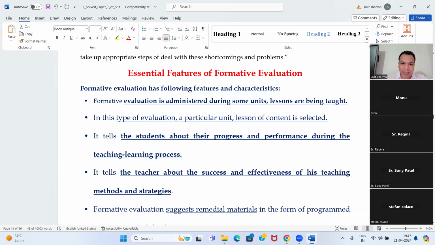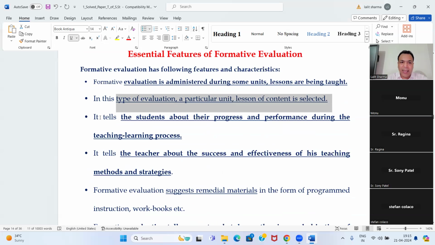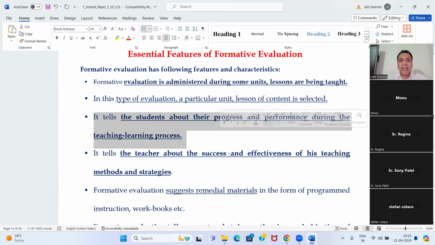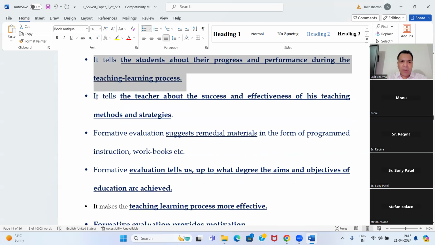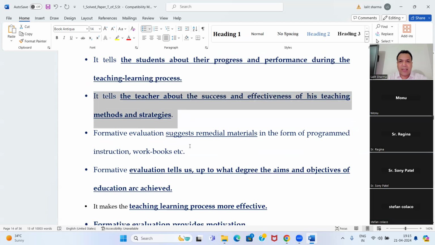Okay. अब ये देखो, what are the essential features of a formative evaluation? Formative evaluation is administered while some unit lessons are being taught. In this type of evaluation, particular unit lessons of content are selected. मतलब formative evaluation tells the student about their progress and performance during the teaching learning process. Formative evaluation tells the teacher about the success and effectiveness of his teaching method and strategy.